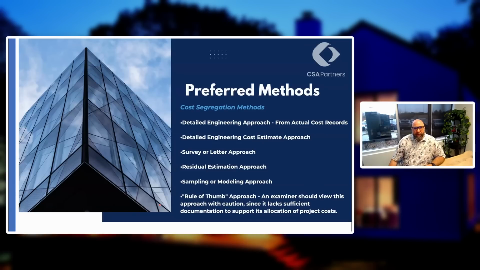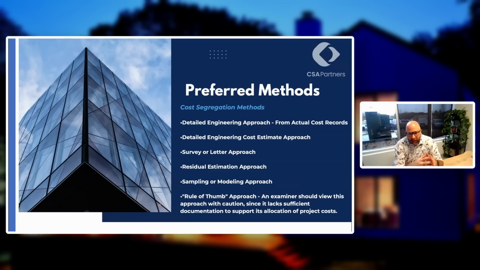Let's talk quickly about the preferred methods of cost segregation. This is actually directly from that audit guide that I just mentioned. The audit guide tells us that there are 6 preferred methods to do cost segregation. Straight from the audit guide, the first 2 say a detailed engineering approach from actual cost records. So that's the most accurate. You build a brand new building, you've got all your invoices from your contractor. We're going to go through those invoices and allocate those to the right buckets. We're going to take your indirects, we're going to apply those. And that is the most accurate way to do it.